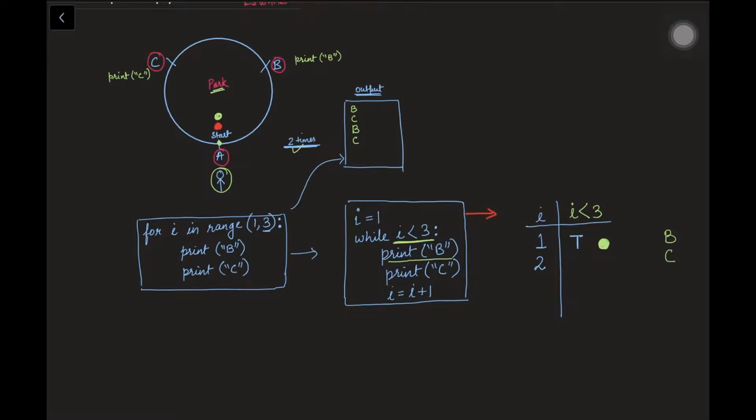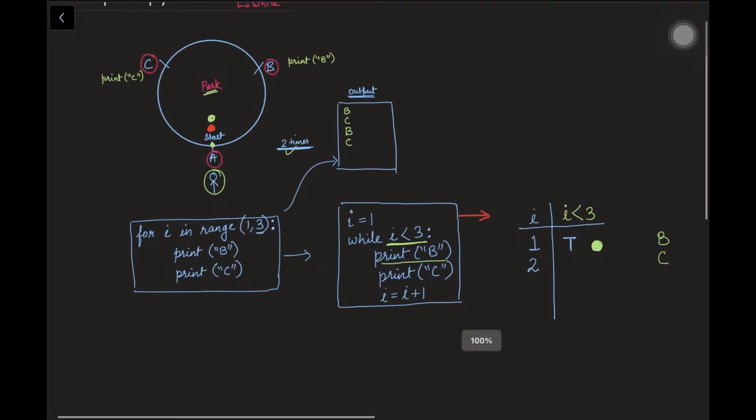Once it reaches the last statement, I equals to I plus 1, after that statement, it will again go back to the condition while I is less than 3. Is I less than 3? Yes, it is still less than 3. So it will again get true. Again, it will get a green signal. True means green signal, false means red signal. So it got the green signal, means it has to take one.